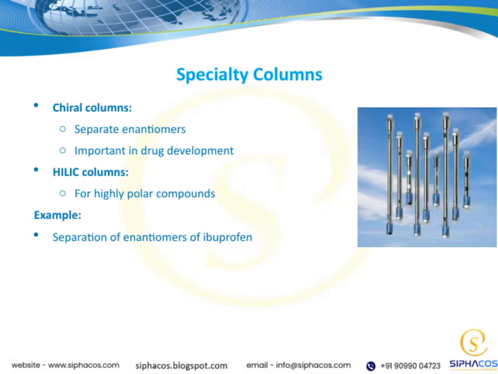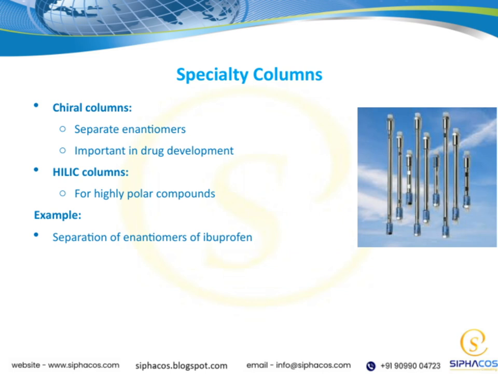Now, let's take a look at some specialized columns used in chromatography. First up are chiral columns. These are really important because they allow us to separate enantiomers, which are mirror image molecules. This is especially crucial in drug development, where the different enantiomers can have very different biological effects. Being able to distinguish and isolate these enantiomers can make a huge difference in creating safe and effective medications.